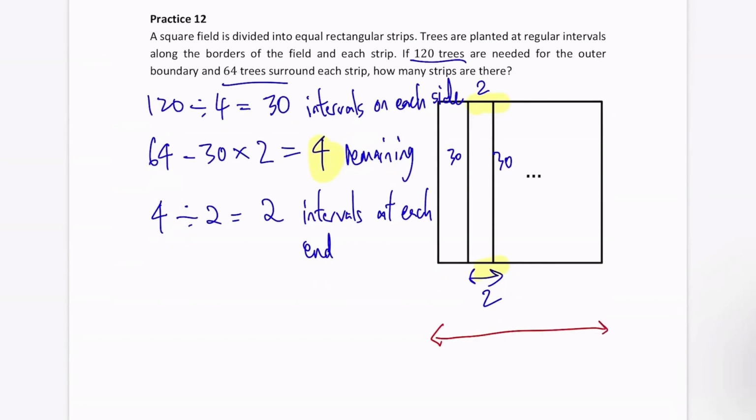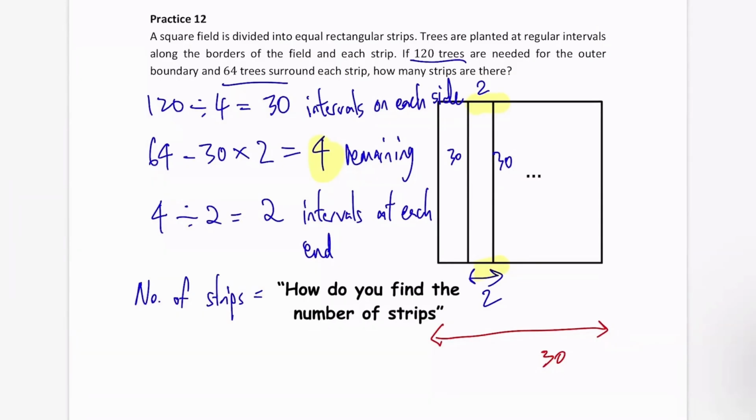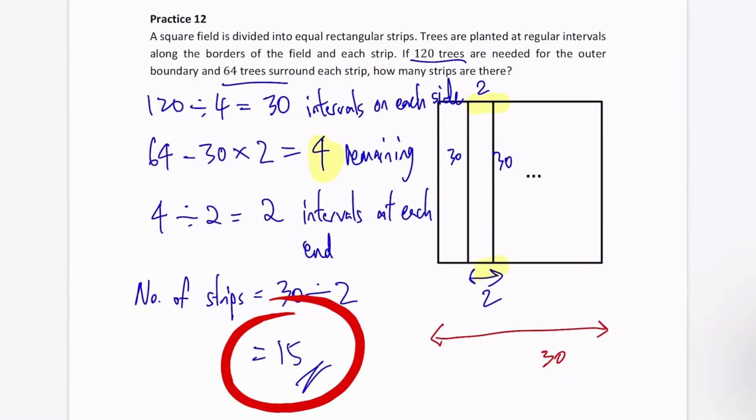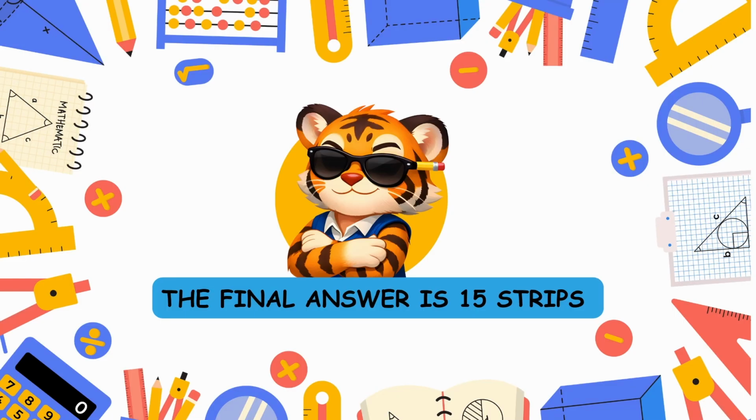Your total here is actually 30. Each interval distance is 2. Number of streets will actually be, anyone? How do you find the number of streets? 15. Yes, very good, 15. So 30 divided by 2, you have 15 strips. The final answer is 15 strips.